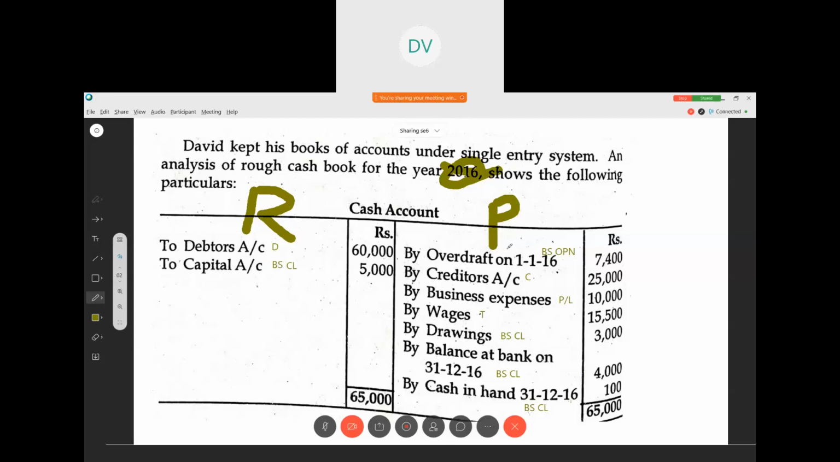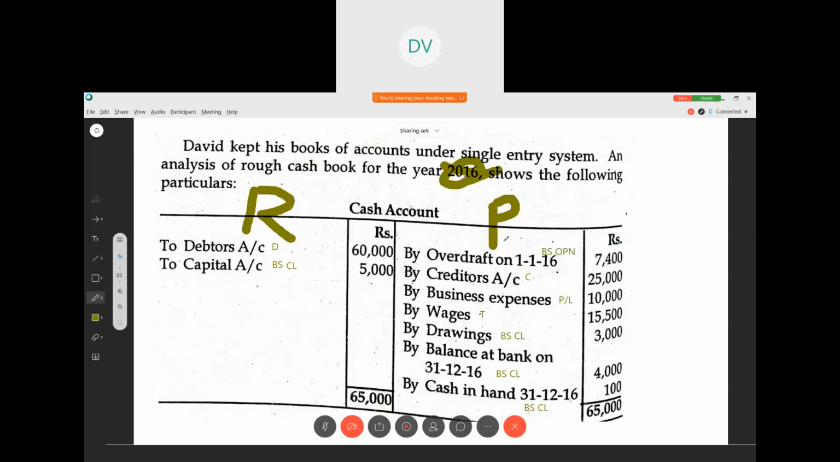Okay, look at this side, payment side. Overdraft, opening balance is given. So when there is an opening balance, we have to use it for the preparation of opening balance sheet. So overdraft 7,400 goes to the opening balance sheet. Then creditors, that means what? Payment. We made 25,000 rupees payment to our creditors. So it comes in creditors account. Cash paid to creditors, okay, 25,000.